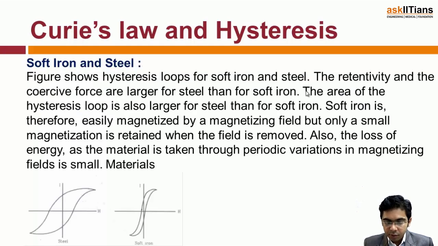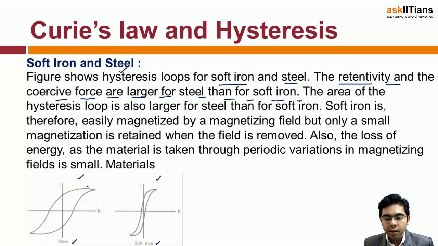Now let's proceed. Here is the comparison between soft iron and steel. The figures show the hysteresis loop for soft iron and steel. It is written over here that this is for steel and this is for soft iron. I was asked from your side whether the thick loop is for steel or whether the thin loop is for steel. It is written here: steel is for the thick loop because it is helpful in making the permanent magnet. This we have studied. Now the retentivity and the coercive force are larger for steel than for soft iron.